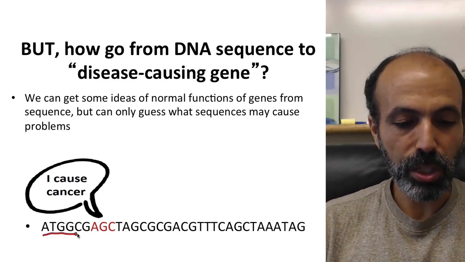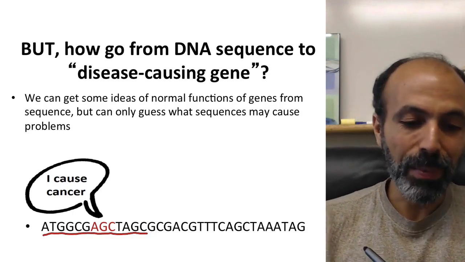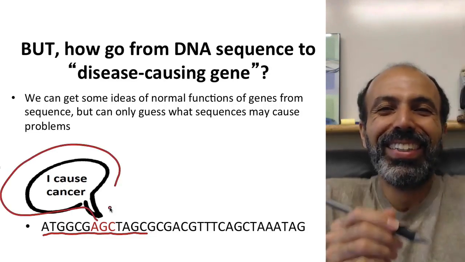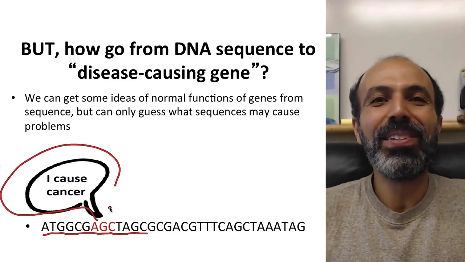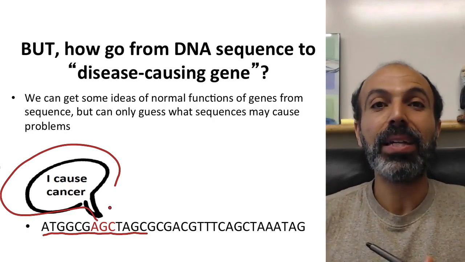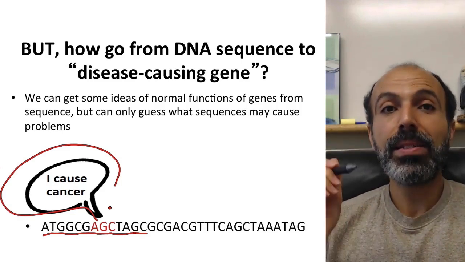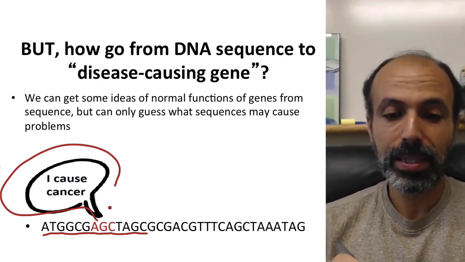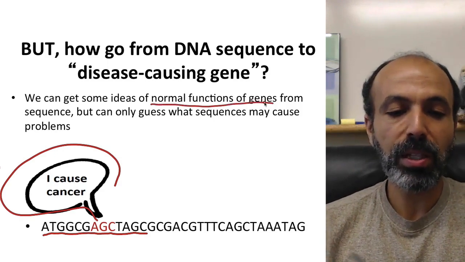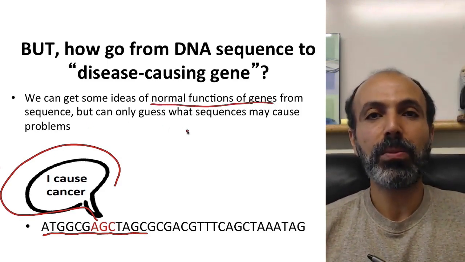A, T, G, G, C, G, A, G, C, T, A, G, etc., etc. It's not labeled, I cause cancer. It doesn't scream out to you that here's a gene that's important for this, or even is this necessarily a protein coding gene at all. So we can get some guesses or some hypotheses of normal functions of genes from the sequence, but we can only guess what sequences may cause problems.